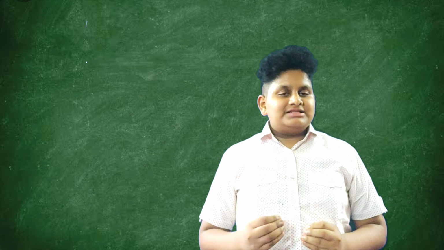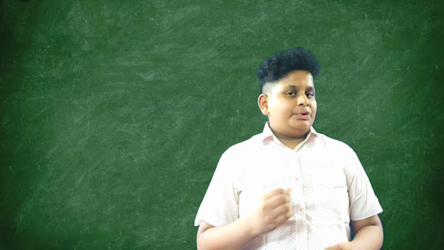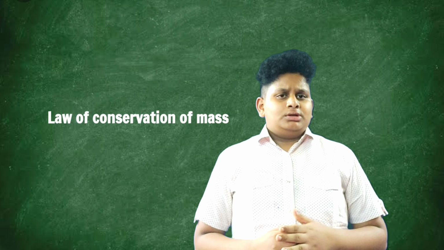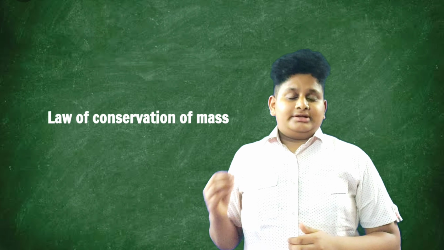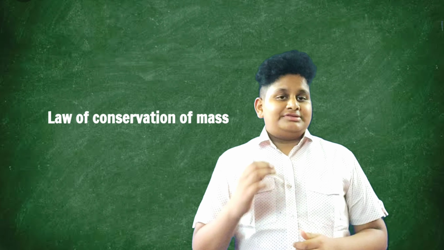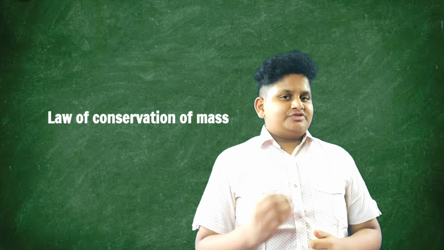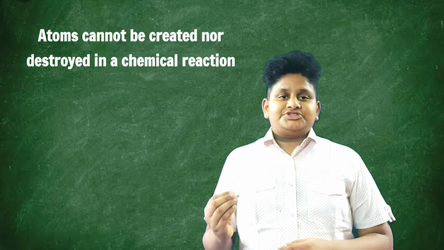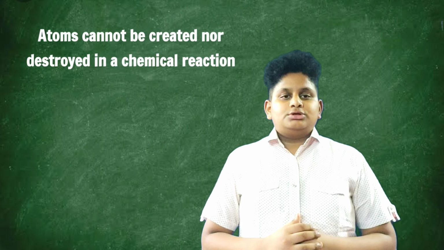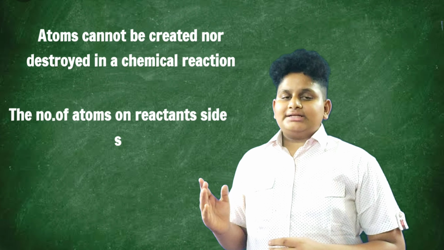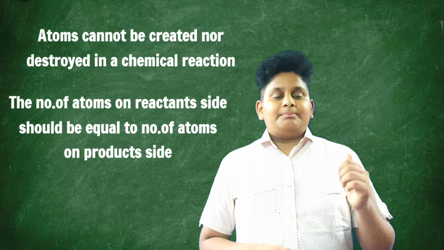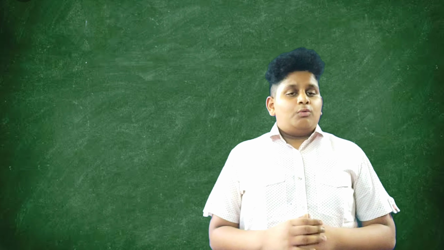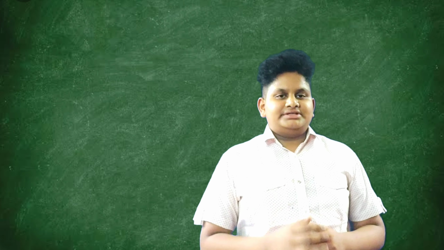Before we get into balancing the chemical equation and how to balance it, let's see what the law of conservation of mass is. You would have learnt it in class 9. Just recollect it. That's correct. The law of conservation of mass states that an atom cannot be created or destroyed in a chemical reaction. So, the number of atoms on the reactant side should be equal to the number of atoms on the product side.